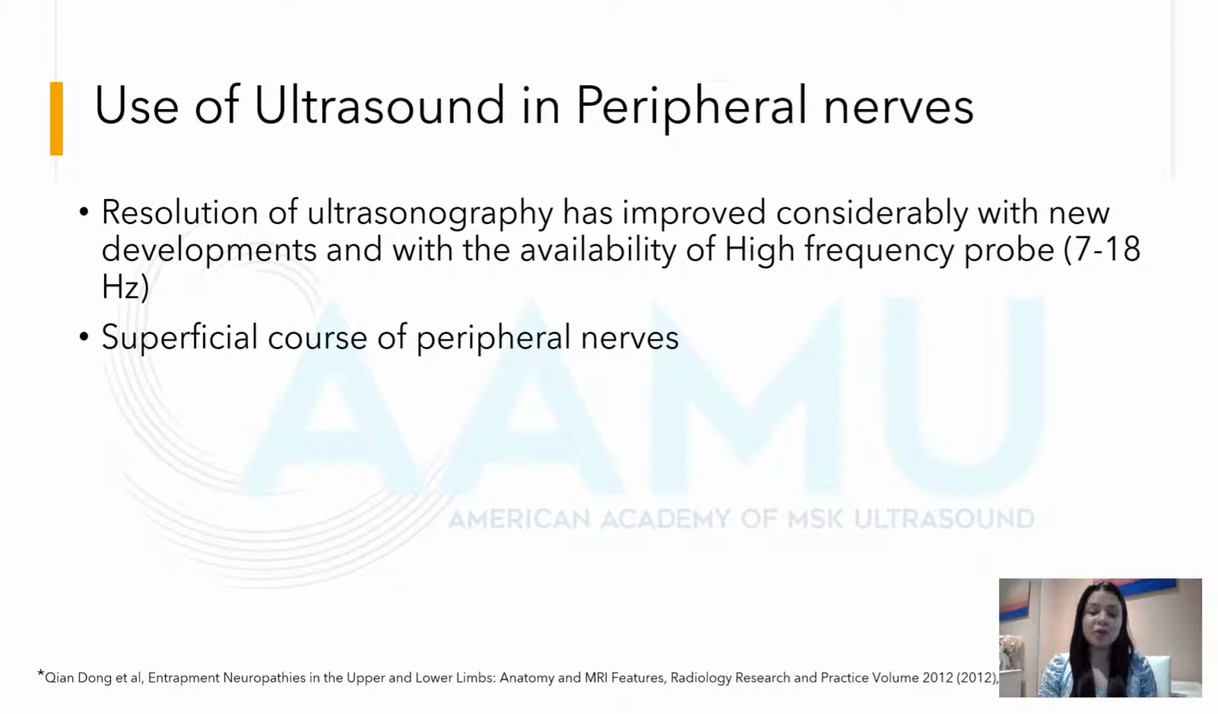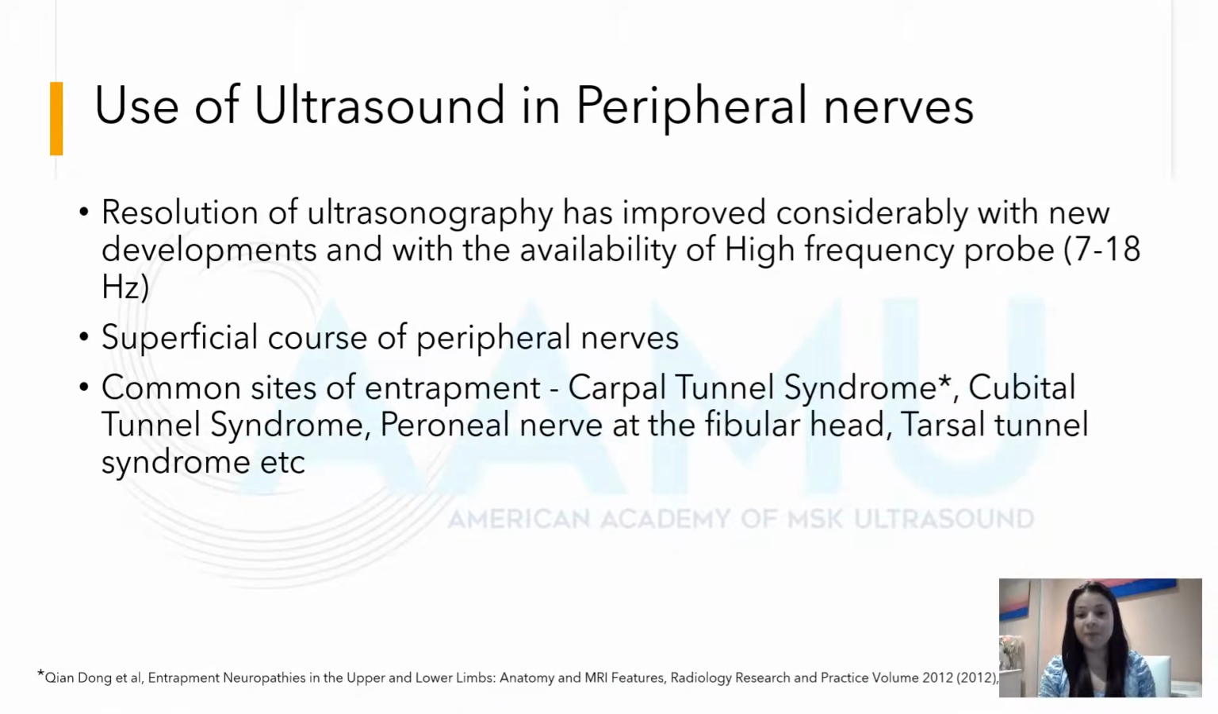As we know, most of the peripheral nerves run a superficial course. You can assess these structures in a lot more detail, and that is also true for muscle assessment. So, muscle and nerve can be studied with much higher accuracy and a lot more detail because of the availability of higher frequency probes these days.